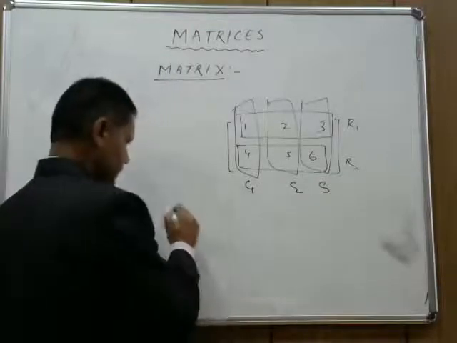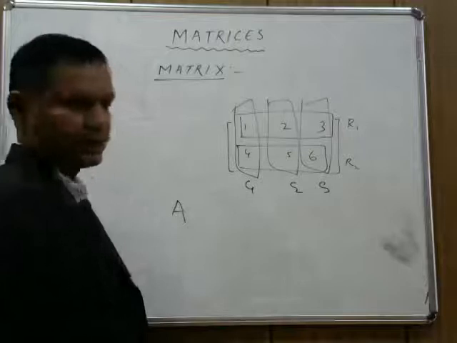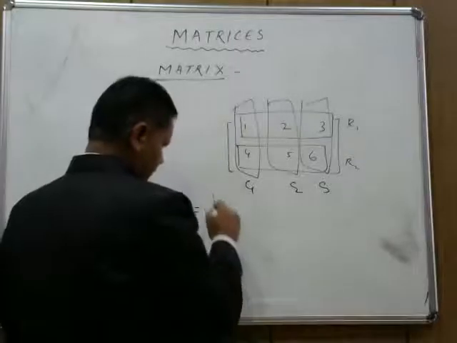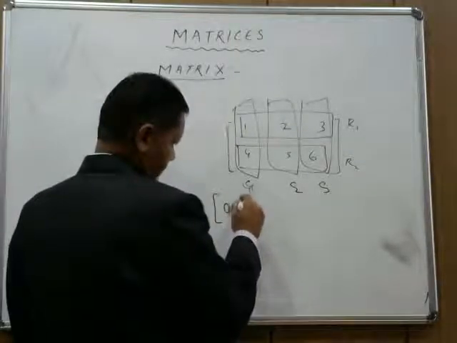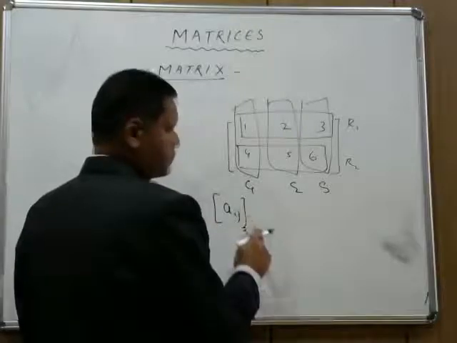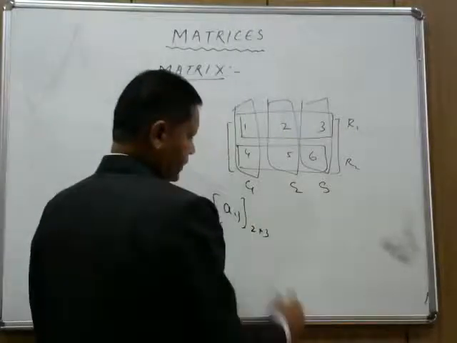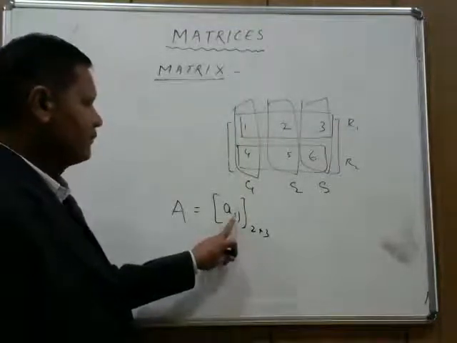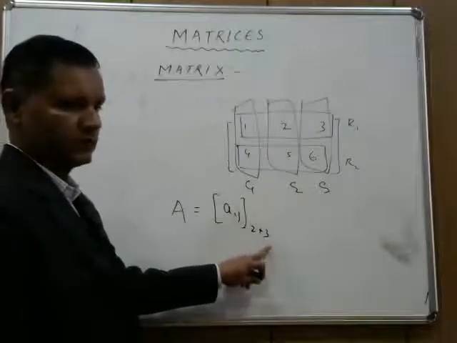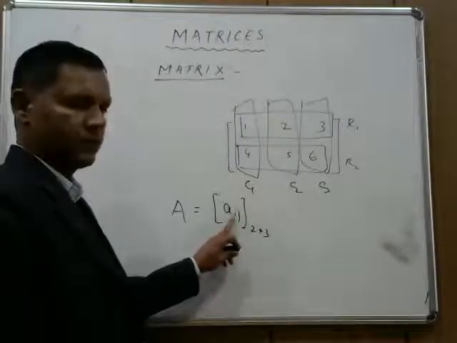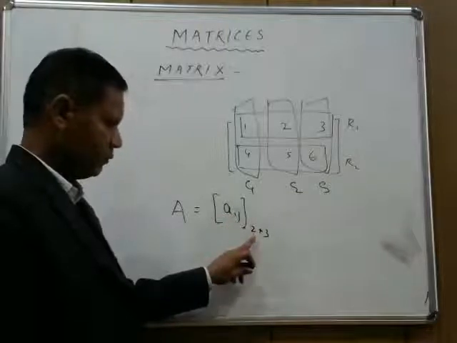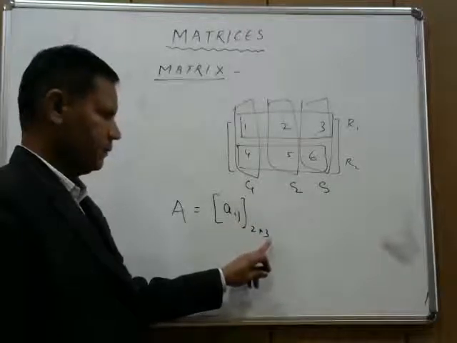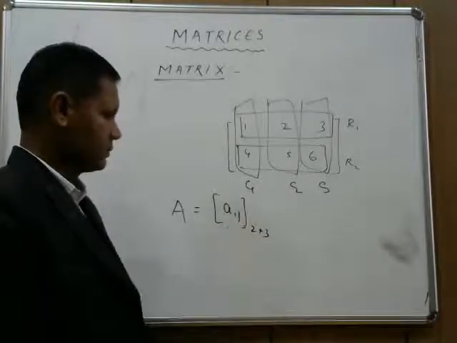Always we denote a matrix by a capital letter, matrix A. It has elements like a_ij, where i is equal to 2 and j is equal to 3. Here the value of i varies from 1 to 2 and the value of j is from 1 to 3. i denotes the number of rows, where the value of row is 2, and j is the value of column. That means it will have 3 columns.